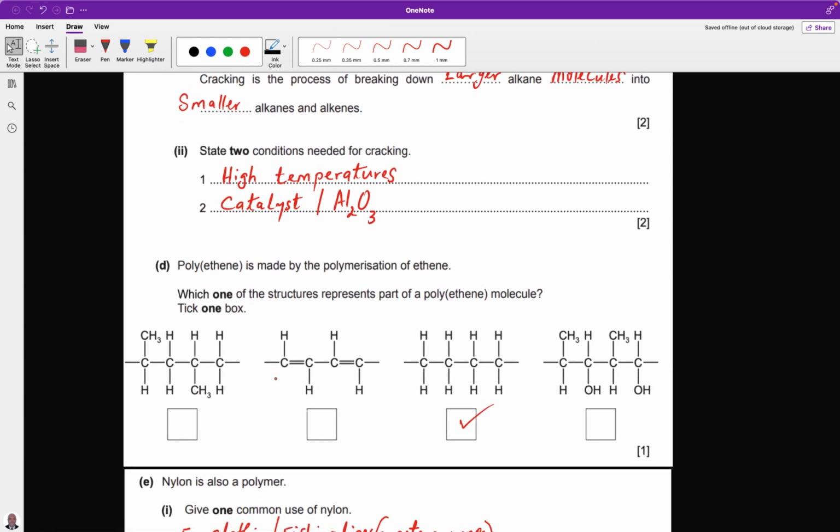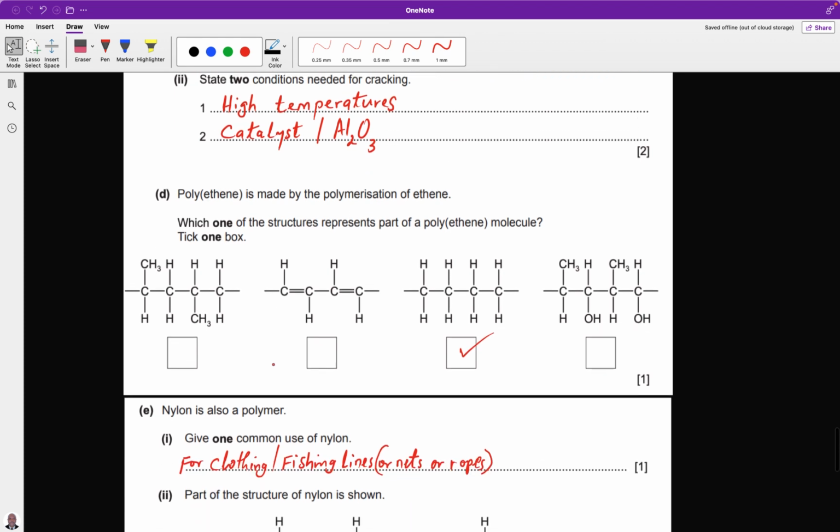State 2 conditions needed for cracking. The 2 conditions needed for cracking: cracking must take place at very high temperatures, or if you have a catalyst, for example aluminum oxide, then no problem. So either high temperatures or using catalysts.